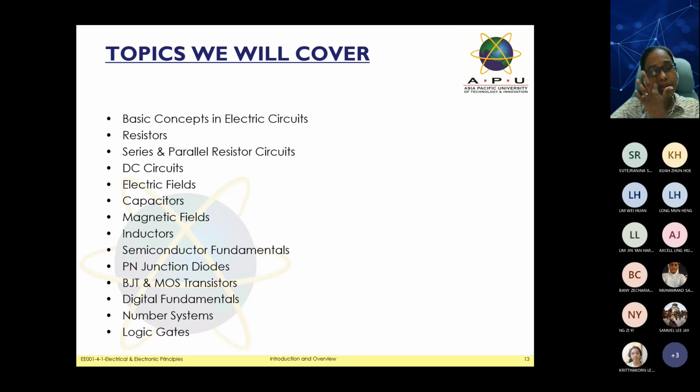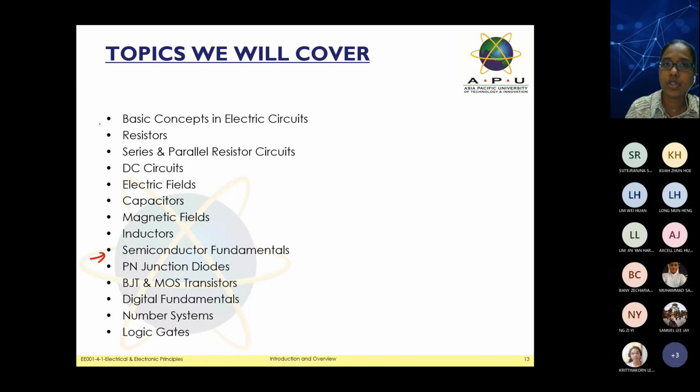And on this part you can see the topic that we will cover. From here you can see we have basic concept in electrical circuit. We have resistor, we have series and parallel resistance circuit, we have a DC circuit, we have an electrical field, we have capacitance, we have magnetic fields, we have an inductor, we have semiconductor fundamental. If you see, just now I showed you we have 9 chapters, if I'm not mistaken, but when you count this one it is more than 9.